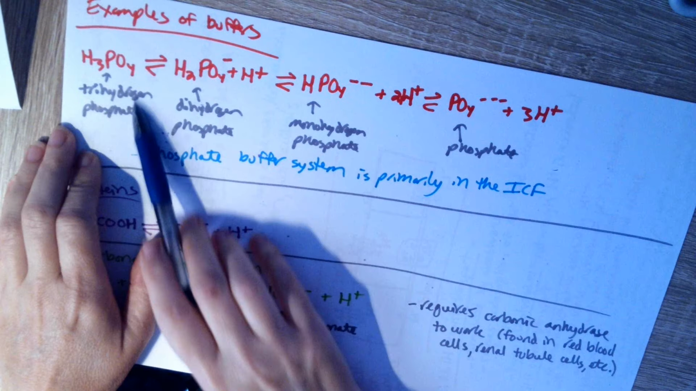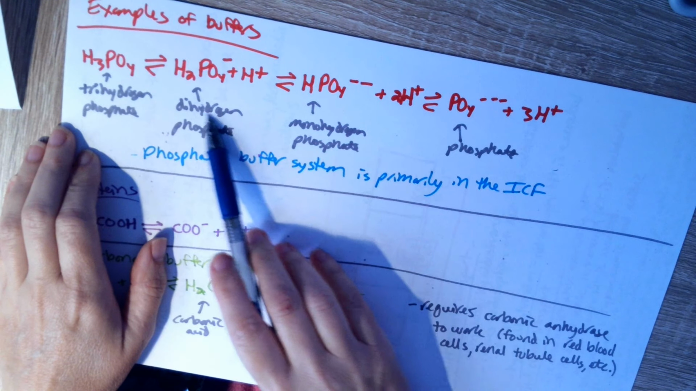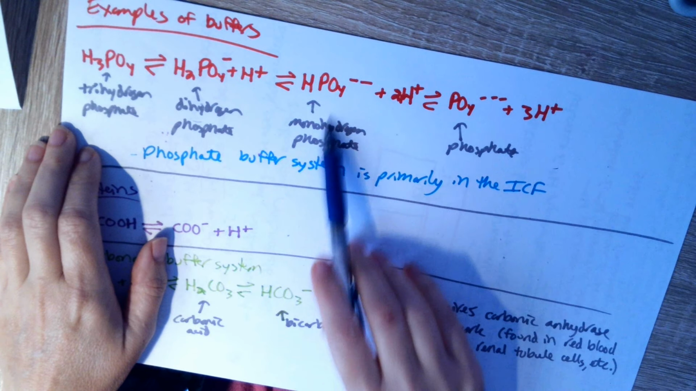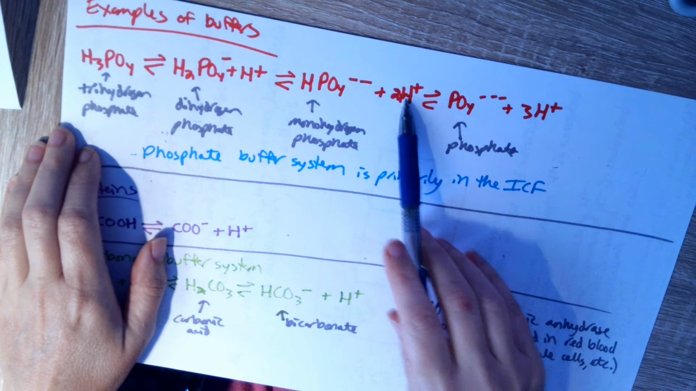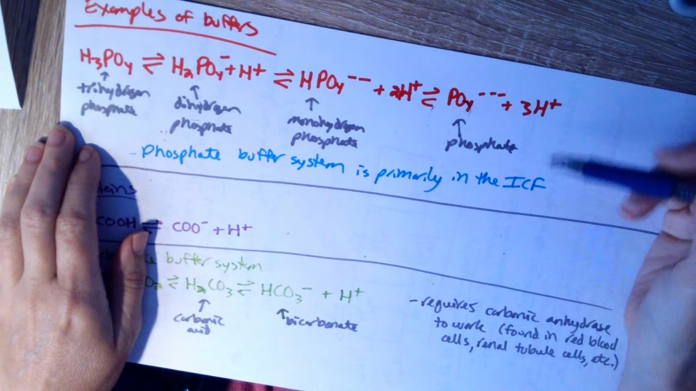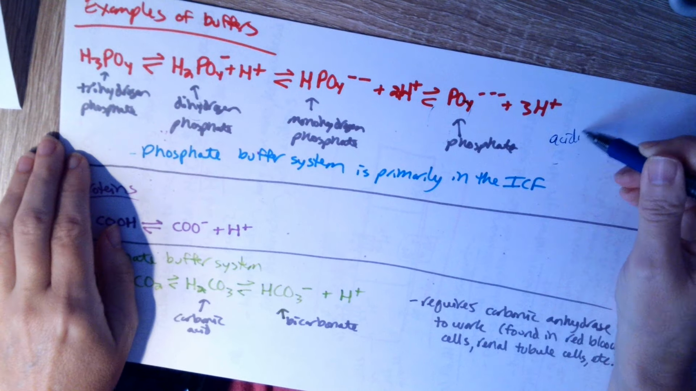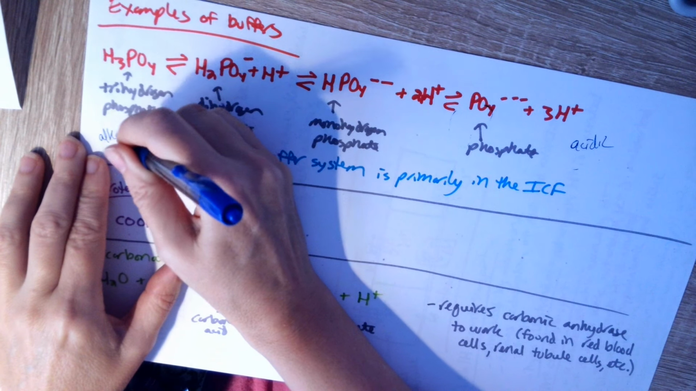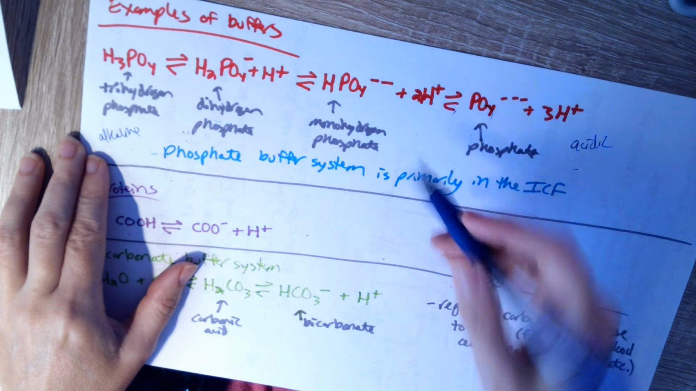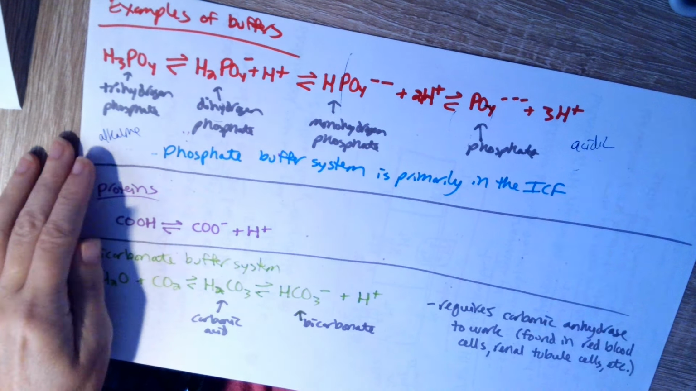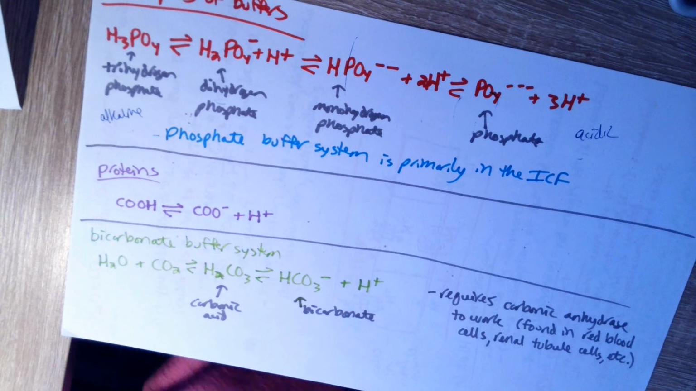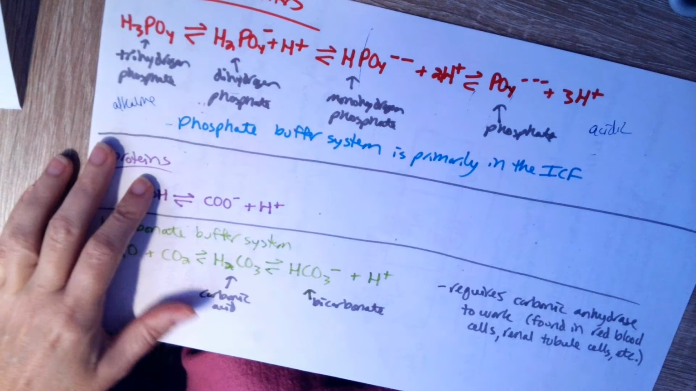So trihydrogen phosphate donates a hydrogen to make dihydrogen phosphate and a free hydrogen, and monohydrogen phosphate with 2 free hydrogens, and it's plain old phosphate with 3 free hydrogens. Over here is the acidic side. Over here is the alkaline side. And ideally you want all of these represented, so you're kind of somewhere in the middle of that. So all of our buffer systems are going to work very much the same, just donating, accepting hydrogen.